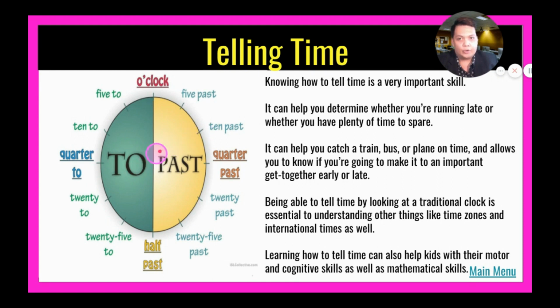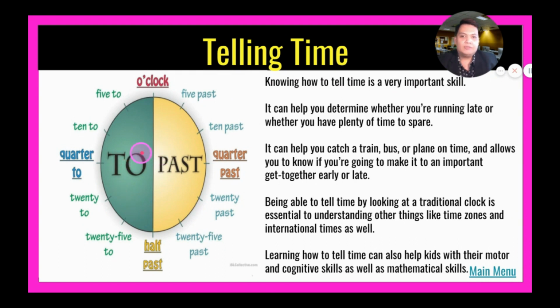If the minute hand is pointing right here at the yellow part, you are going to tell time by using past. So the time is 10 past 10 a.m. That's where we use this. If the minute hand is pointing here, and it's still 10 a.m., the time is 25 past 10 in the morning. So that's how you use it.